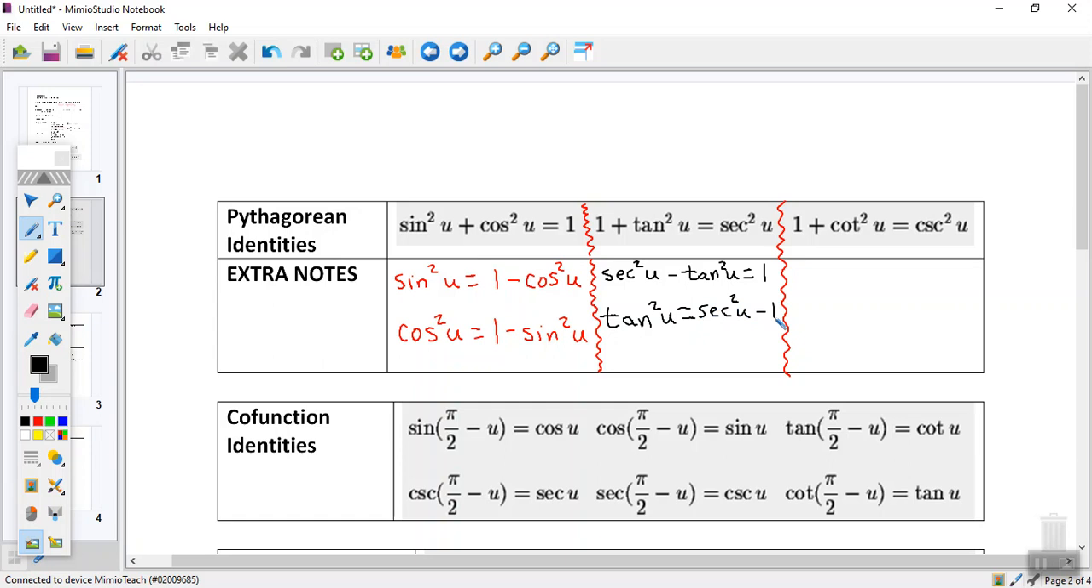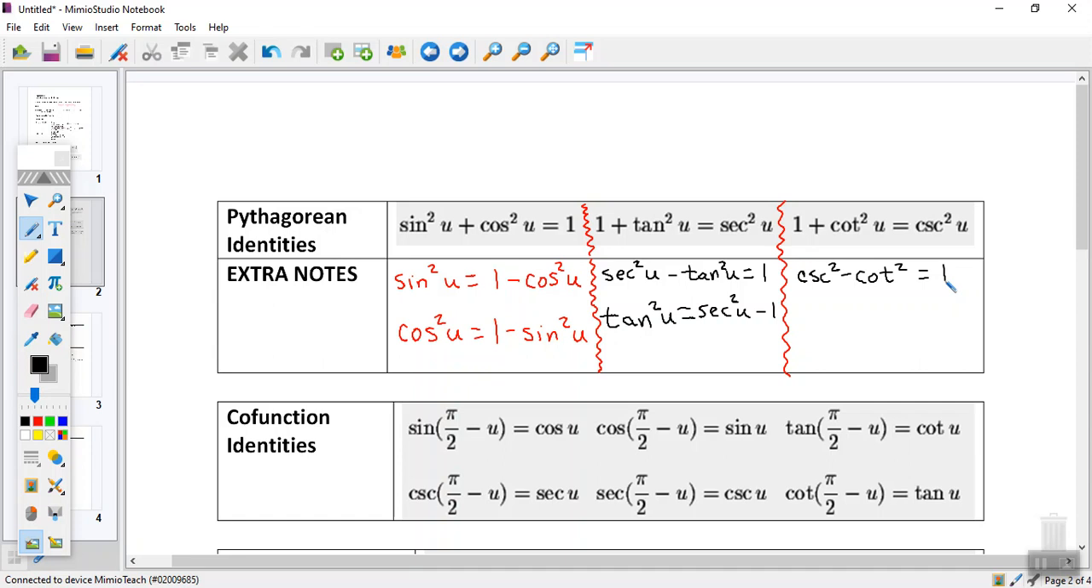And we'll talk about these proofs in a little bit. Guys, what's the last Pythagorean identity they have up here? Equals what? Give me another one that we could form. So cosecant squared minus cotangent squared equals 1. I forgot to put the u's in there. The u is just like the angle, so make sure you get your u in there.